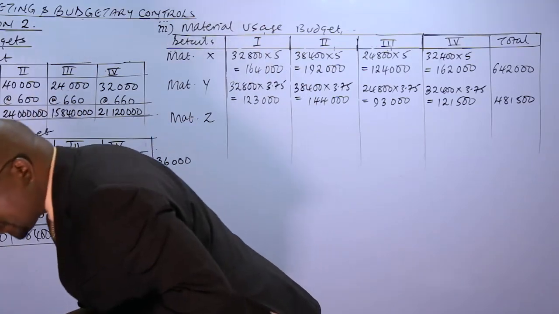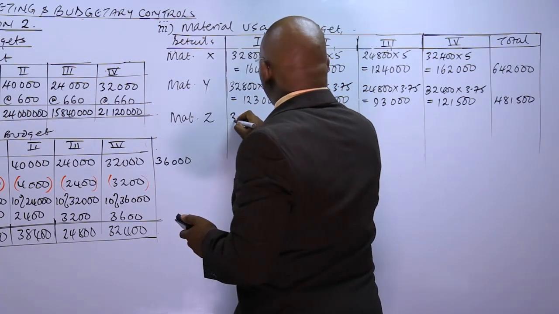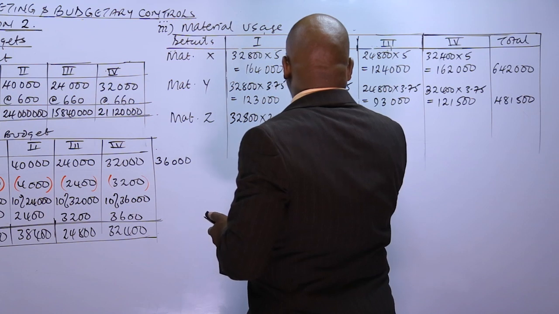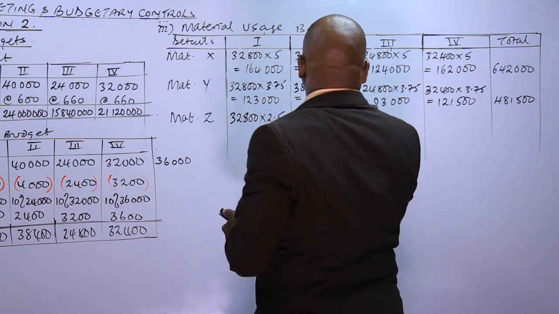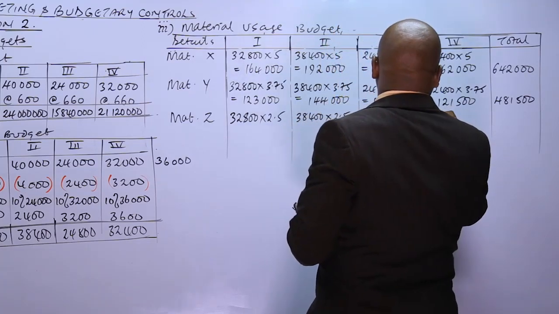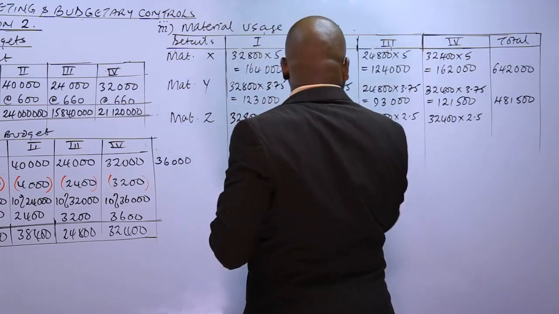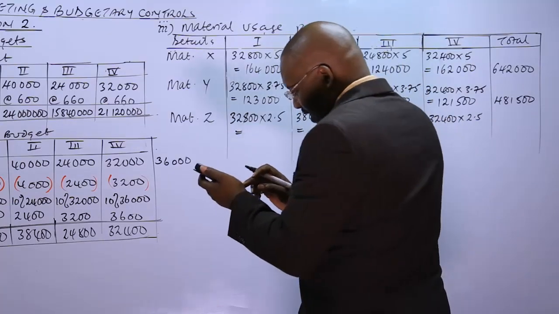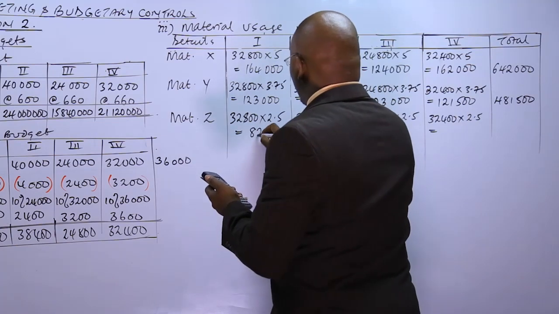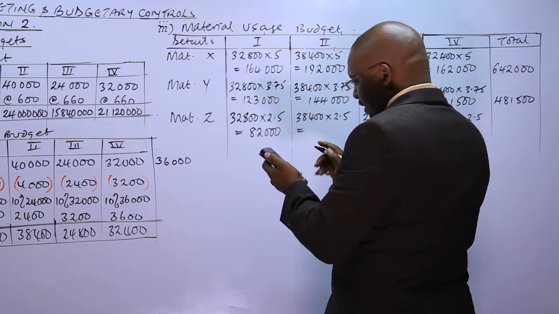Material Z. This one takes 2.5 kgs. So this shall be 32,800 times 2.5, 38,400 times 2.5, 24,800 times 2.5, and 32,400 times 2.5. So this is going to give us 32,800 times 2.5 is 82,000. 38,400 times 2.5 is 96,000.